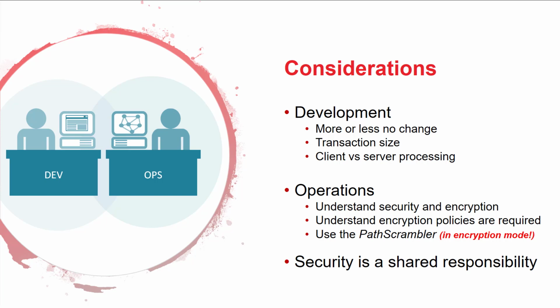From a deployment point of view, it will be important to understand security and encryption, particularly which policies are required within your business. The policies may include things such as which encryption protocols to use. It is also important to secure the configuration information of TLS using Path Scrambler. Please note that the Path Scrambler has a new encryption mode, and this must be used in the case of TLS to ensure maximum security.